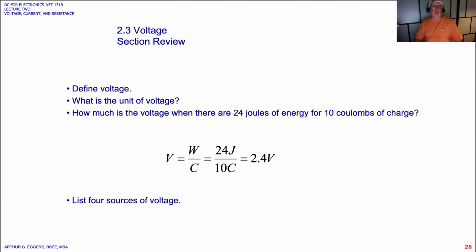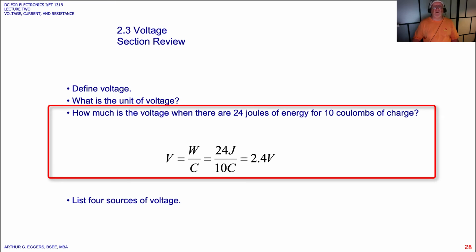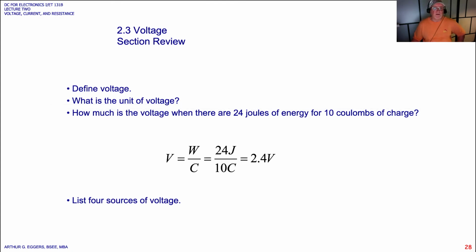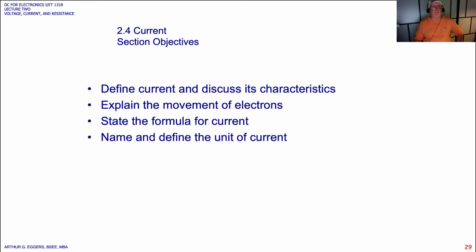So we've defined voltage. We've looked at what a unit of voltage is comprised of. Let's look at an example. How much is the voltage when there are 24 joules of energy for 10 coulombs of charge? Again, we put it back into our relationship, work over charge: 24 joules divided by 10 coulombs gives us 2.4 volts, or almost 2.5 volts. Okay, we've also looked at the 4 sources of examples for voltage.